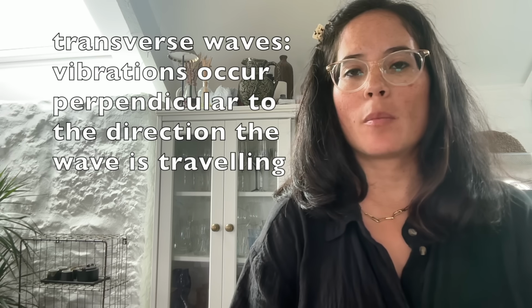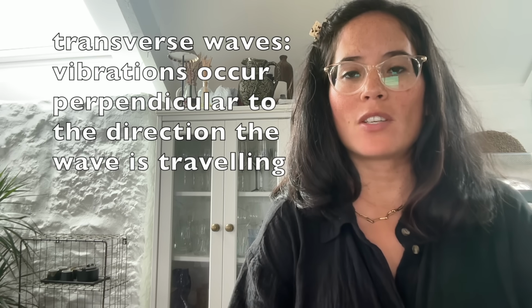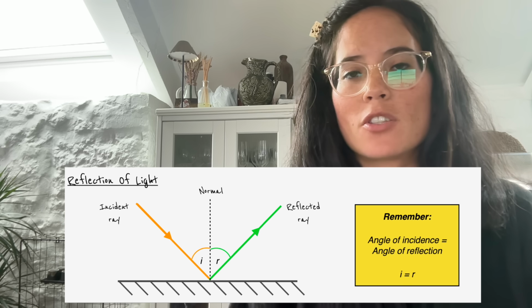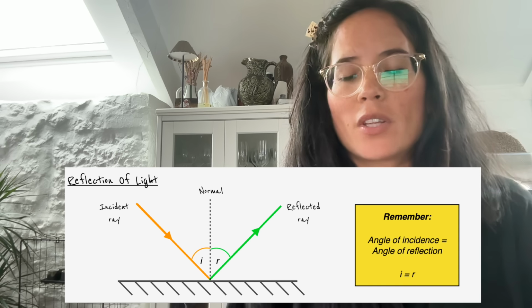The light and sound topic. Remember that light waves are transverse waves. Their vibrations occur perpendicular to the direction the wave is travelling. We're often asked to draw the path that a light ray takes through an object, such as a glass block, and it's useful to draw a normal line in order to do that. A normal line is simply a line drawn at 90 degrees to the surface of the object.